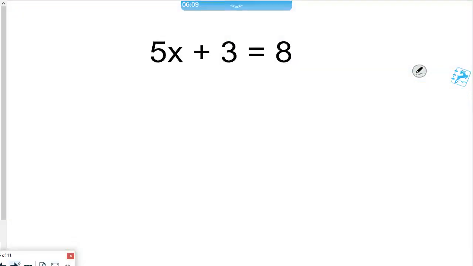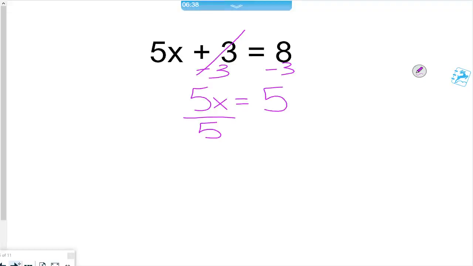All right, a couple of examples here. 5x plus 3 equals 8. Again, I'm going to start here. Plus 3, the opposite is minus 3. Cancel that out. 5x equals, I don't have 8. I didn't subtract. 8 minus 3 equals 5. There we go. 5x equals 5. I got to divide. 5 eliminates that. X equals, if I divide 5 by 5, I get 1.